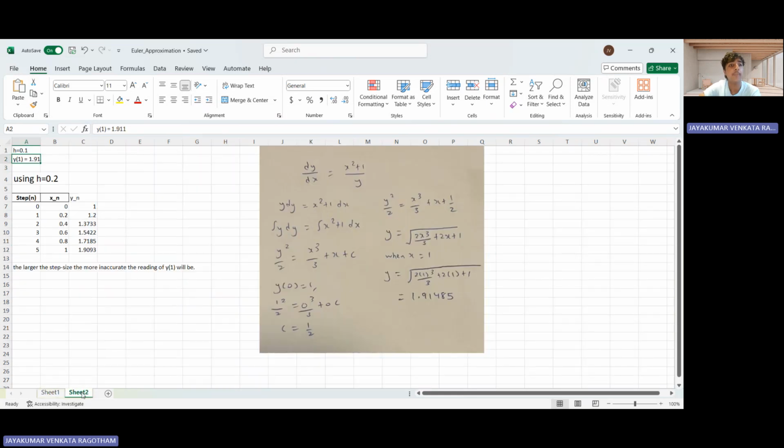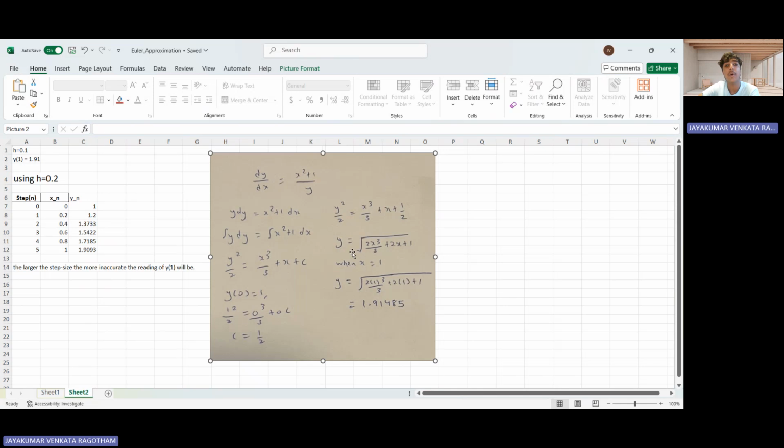Okay, moving on. Now I want to show you my solution for using the general solution. This is the exact answer that I've gotten, which is 1.91485. This is the exact solution. But I've noticed that my value is a bit different from the exact answer. I've gotten it to be 1.911 when I've used a step size of 0.1.